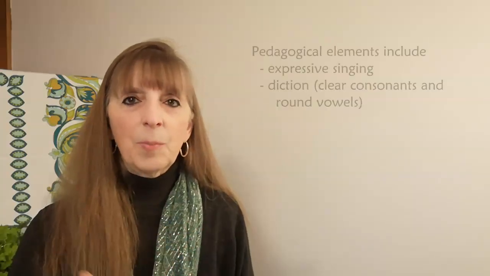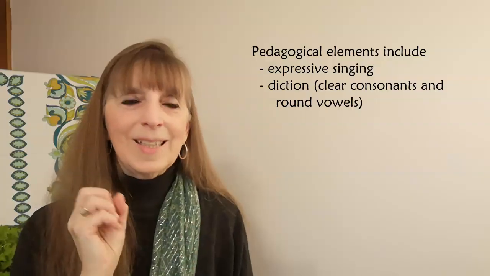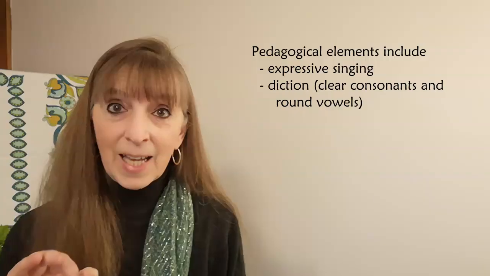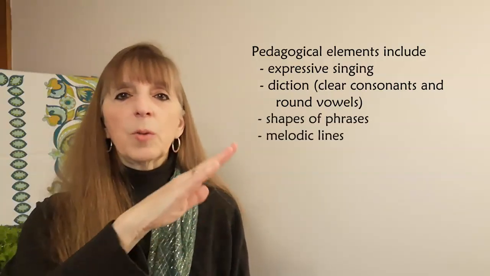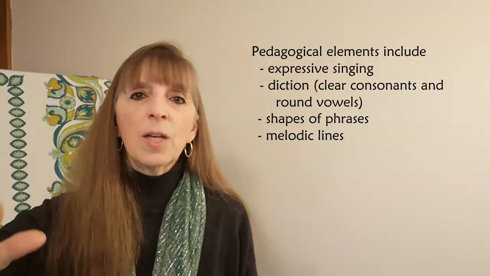So when you are working on this song, if you start it by talking about expressive singing, you're going to talk about diction, good, clean, crisp consonants on things like one small spot of light, and some beautiful round vowels. And maybe you can talk about the shapes of the phrases. You can move your hand as you're singing and show the shape.